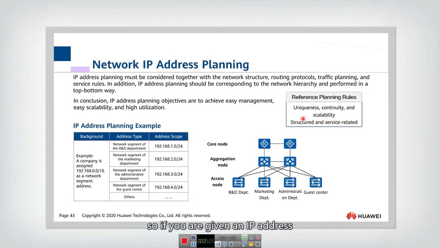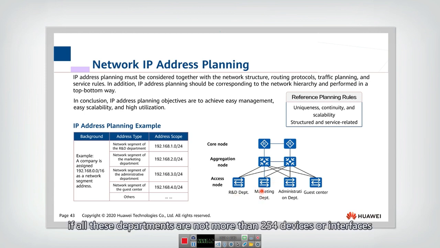So if you are given an IP address, it's easy to identify its location and it's easy to know its service. So this is an example. If you are given a company with four different departments and you are given an address range, then how do you segment this network into several parts? Actually, you can divide it into different subnets. For example, you can divide it into smaller subnets. If one department only has fewer than 200 hosts, then an 8-bit host part will be enough. So you can allocate this subnet to this department, and then the next subnet to this department.